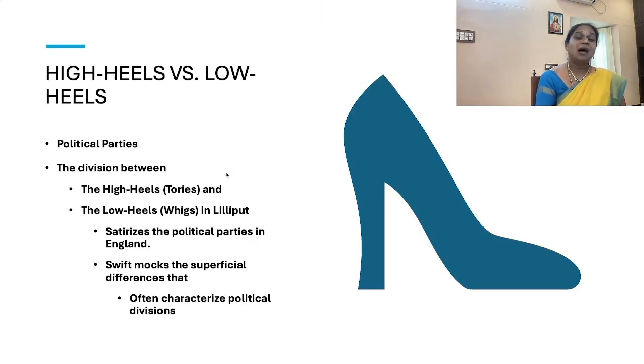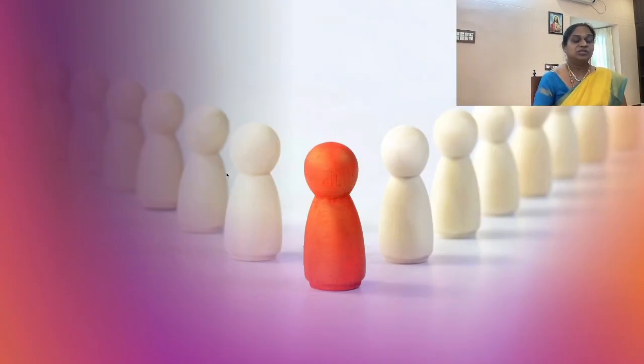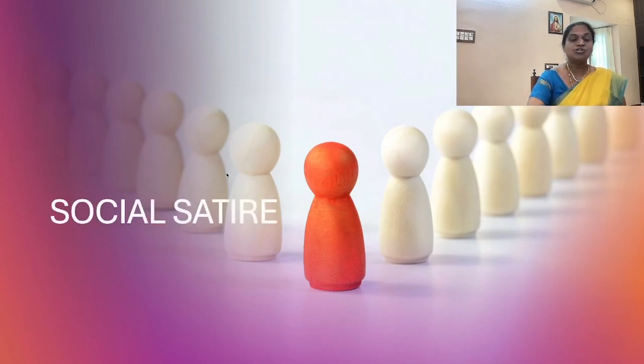And now we come on to the high heels versus low heels. What do you find? This is again the division between two major political parties in Lilliput, but that symbolizes the parties in England, the high heels referring to the Tories and the low heels referring to the Whigs. So he uses the high heels party and the low heels party in Lilliput. Jonathan Swift tries to satirize the political parties in England, and he mocks the superficial differences that often characterize the political divisions. So next we move on to the social satire.